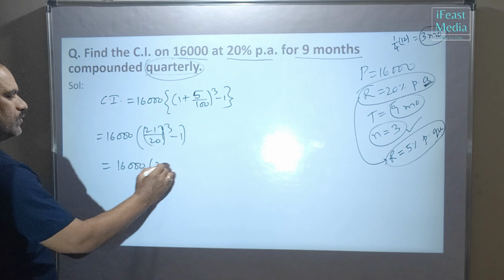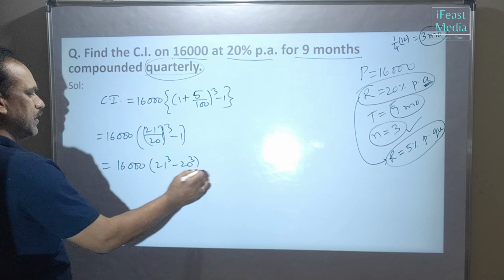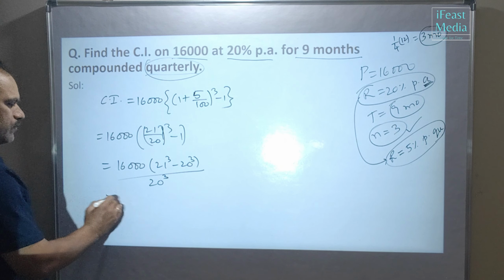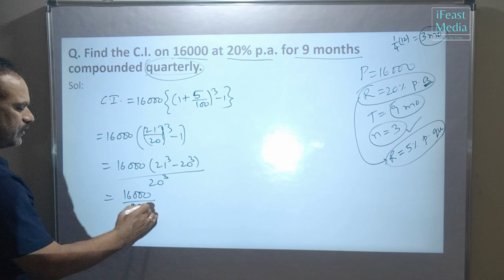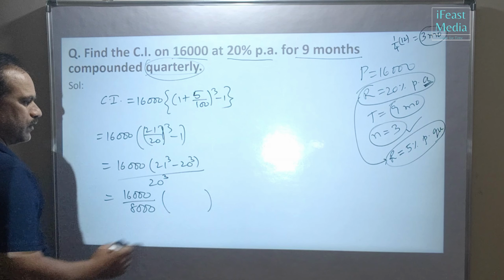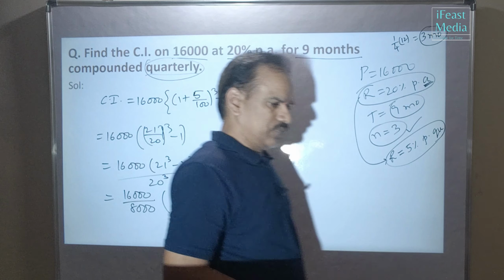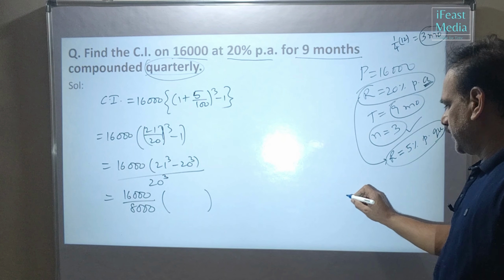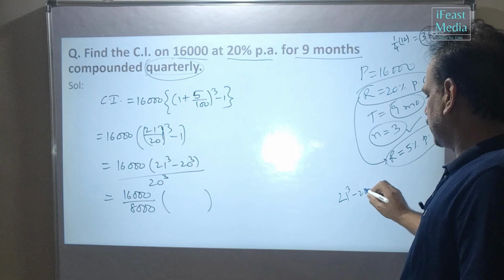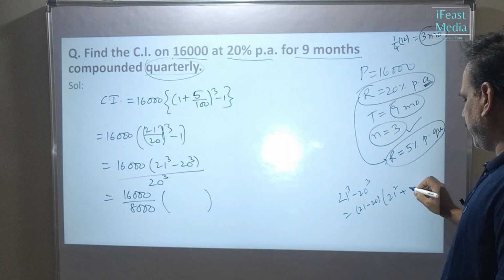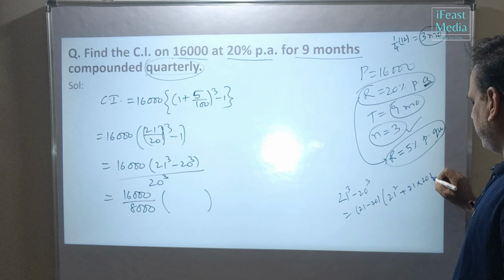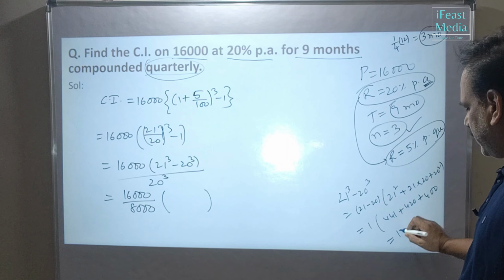16,000 into 21 cube minus 20 cube by 20 cube. 20 cube is 8,000. 16,000 by 8,000 into 21 cube minus 20 cube. A cube minus B cube is A minus B into A square plus AB plus B square. It is 1 into 441 plus 420 plus 400, 1261.